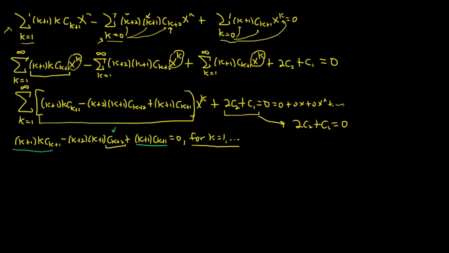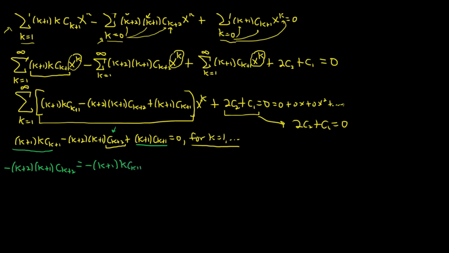So we have negative k plus 2, k plus 1, c sub k plus 2 equals the negative k plus 1, k. Oh, look at that. Oh, I just realized something.